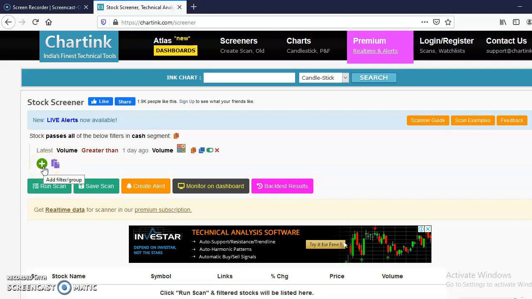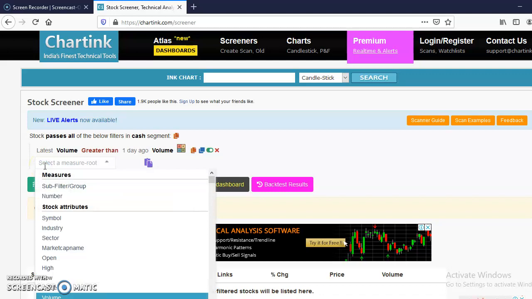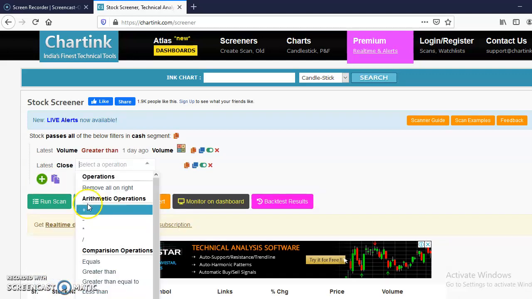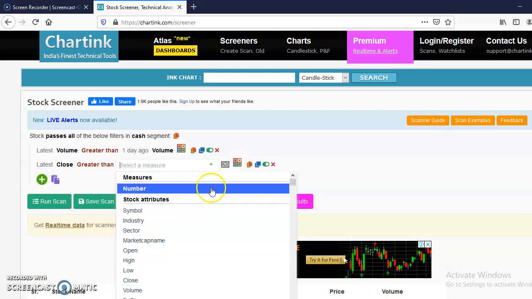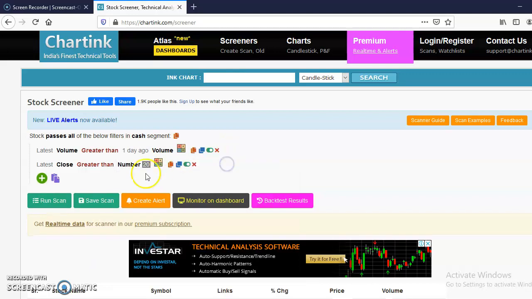And suppose you want to filter out penny stocks or stocks in which we are not very interested, so we will filter those out. Latest close greater than a number we can put as price. Let's suppose we select all the stocks priced more than 50 and we'll run the scan.